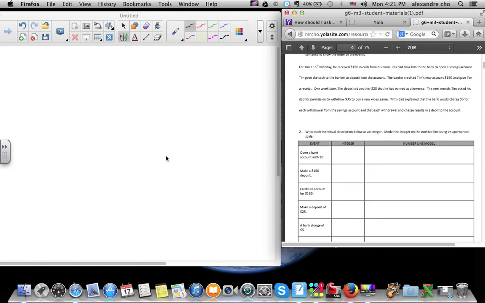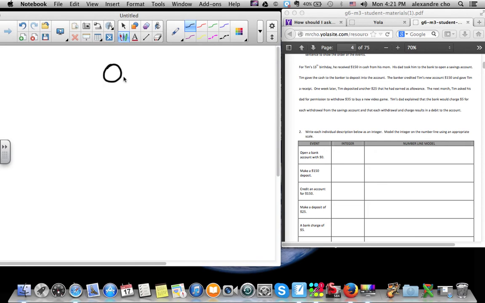So, open a bank account. Opening a bank account, he deposited $0, so it's going to be just 0. Okay. Number line model. Right, so on the number line, I would just put 0 there. I'll call this open bank account. So you open the bank account with 0.